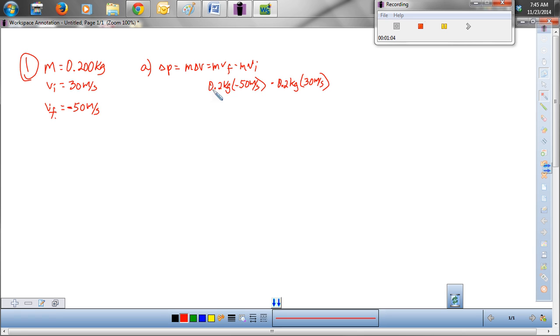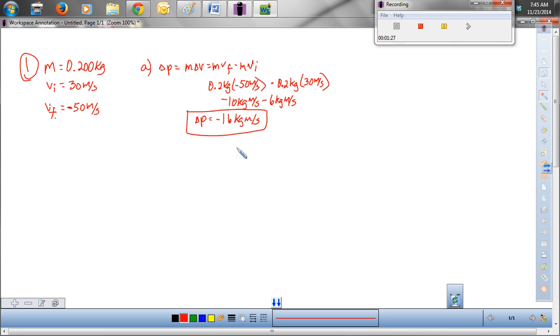So 0.2 times negative 50 is going to be negative 10, and 0.2 times 30 is going to give me 6, so that's going to be a negative 16. So I have negative 16 kilogram meters per second for the change in momentum. You might have a positive depending on how you picked your direction. Doesn't really matter. Just make sure that one is positive and one is negative.